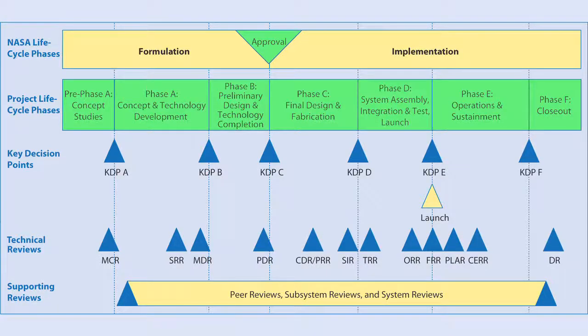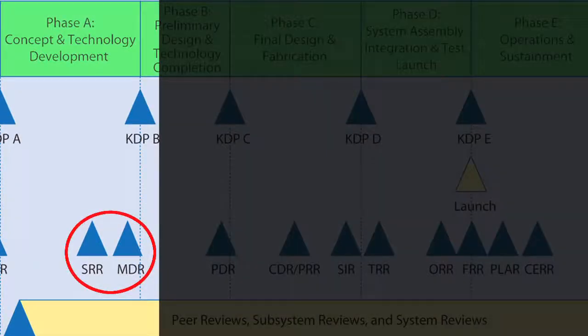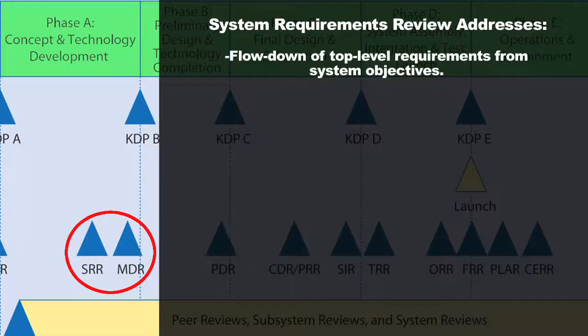So the primary technical reviews in Phase A include both a system requirements review and a mission design review. The system requirements review is where you're going to bring the external technical team in again, and they're going to look at things like, have your top-level requirements been clearly defined, and do they fit in with your high-level stakeholder-defined system objectives? And so the goal here is, did I do the flow down correctly? If I looked at these top-level requirements, do they seem like the right ones to meet these system objectives?